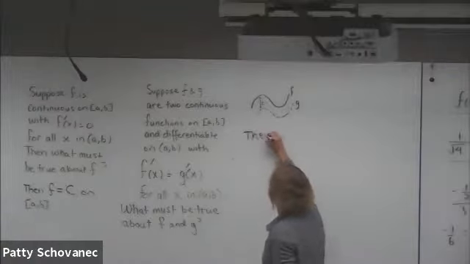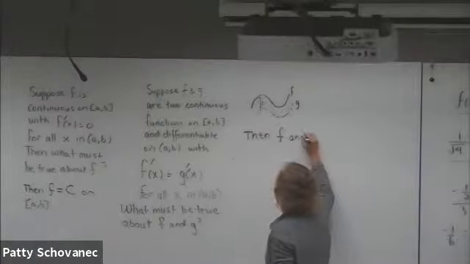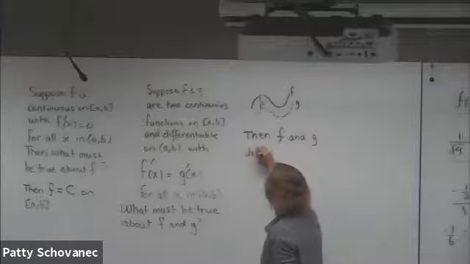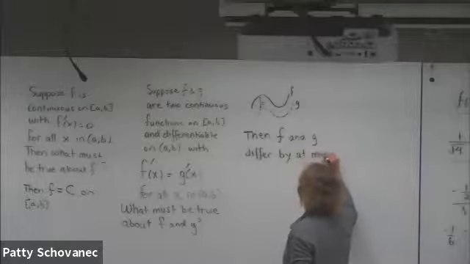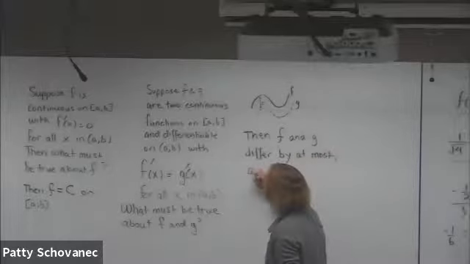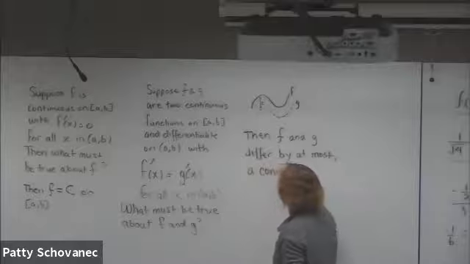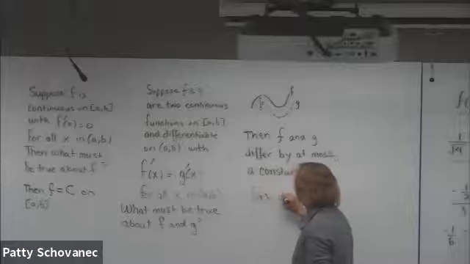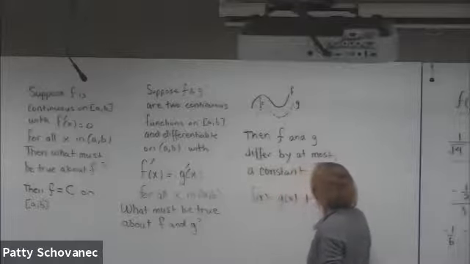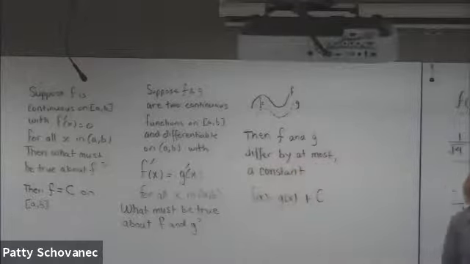Then f and g differ by at most a constant. In other words, f of x has the same formula as g of x, give or take a number added to it. y equals x squared and y equals x squared plus 5 both have the same derivative. That's what that says.